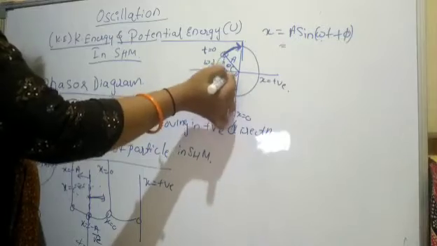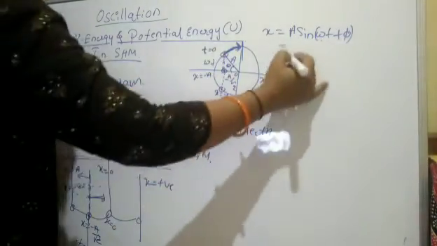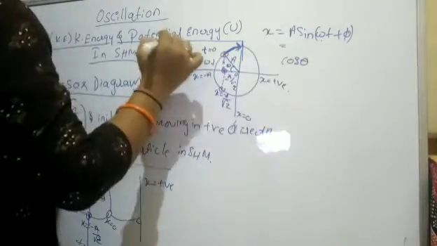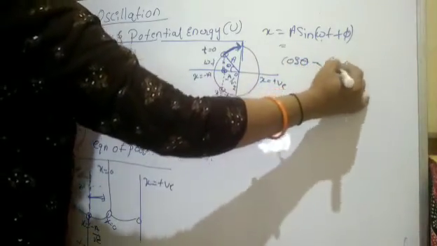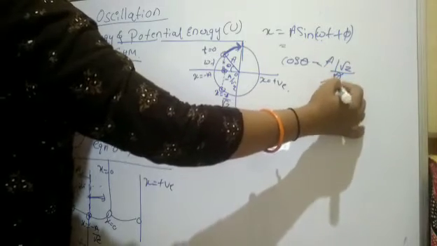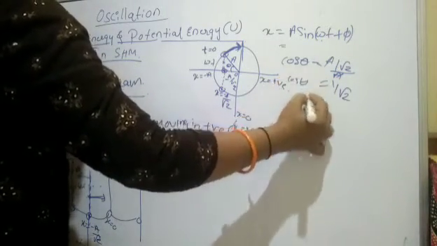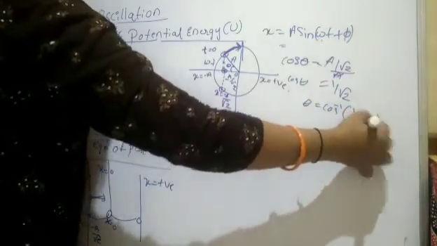Adjacent by hypotenuse. So directly you can take a theta value we do not know. We want it. So that is adjacent a by root 2 a. So a cancels, remains with 1 by root 2. So cos theta here, theta is cos inverse of 1 by root 2.